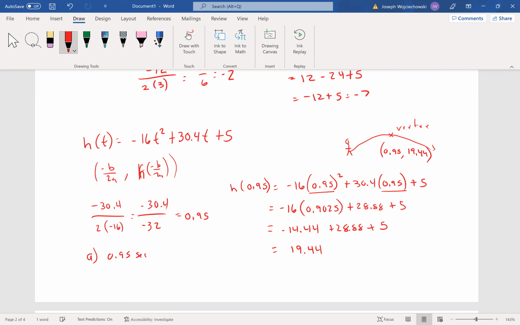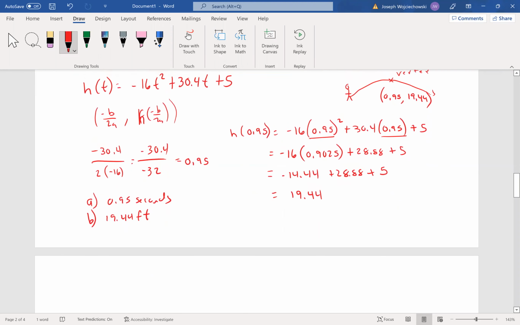0.95 seconds. Second thing is, determine the maximum height of the ball. Well, we have that as well, 19.44 feet. And lastly, determine the amount of time required for the ball to reach the receiver's hand if the receiver catches the ball at a point 3 feet off the ground.